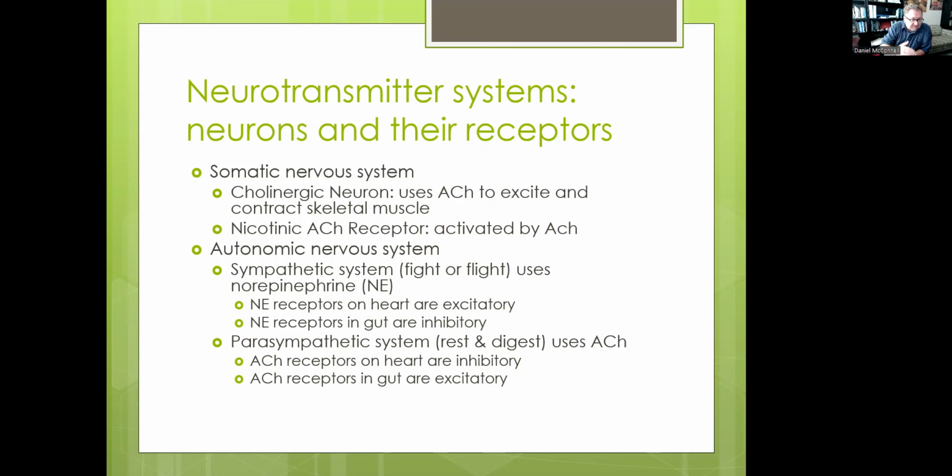So we just think about how that's going to work: the receptors on the heart are basically type 1 receptors for norepinephrine or noradrenaline. Sometimes we call them noradrenergic receptors, but they are type 1 receptors on the heart for noradrenaline. In the gut, receptors for noradrenaline or norepinephrine are type 2 receptors, right? Inhibitory. We see the converse thing happening with acetylcholine.